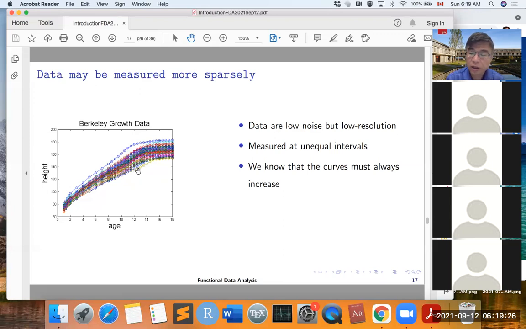Another unique feature of the growth data is that the height is always strictly increasing, right? In other words, all these underlying functions have to be increasing functions, and so this is a constraint on the estimation of the function.